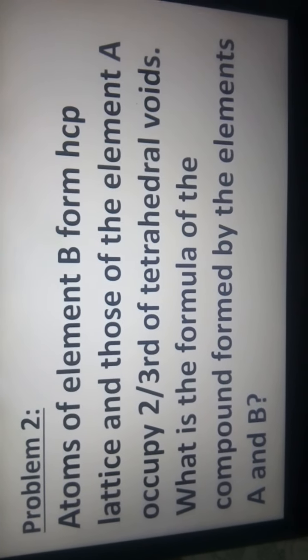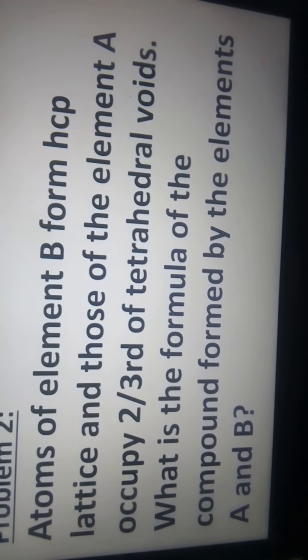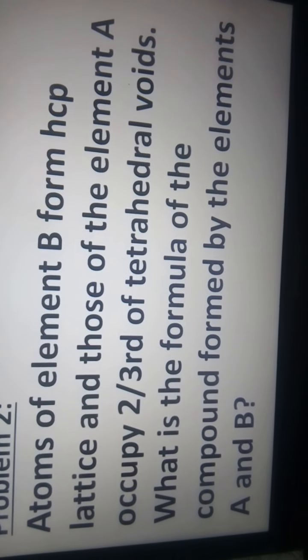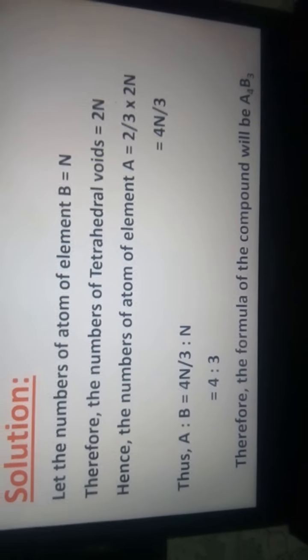Now we will take another problem, that is problem number 2. So here the problem is that atoms of element B form HCP lattice and those of the element A occupy 2/3 of the tetrahedral voids. What is the formula of the compound formed by the elements A and B? Now we will see the solution here.